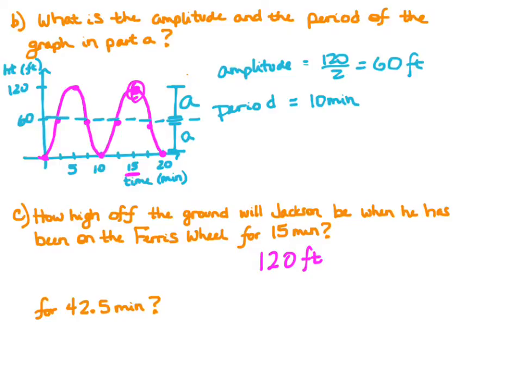What about at 42.5 minutes? Okay, so this one we're going to have to think about a little bit more. Remember that our period is 10. And so I want to think of a number close to 42.5 that's divisible by 10. So, of course, that would be 40. And what that means is that I know that every 10 minutes we're back at the bottom of the cycle. So when time equals 40, I'm right back here at the starting point. And so 42.5, that would equate to this time value here of 2.5. And we can see on our graph here that he's going to be at 60 feet.